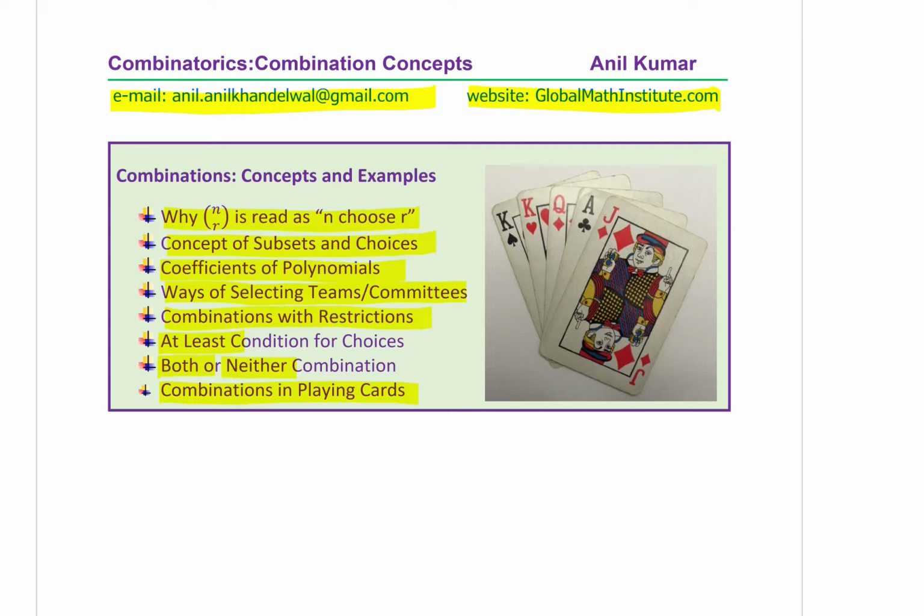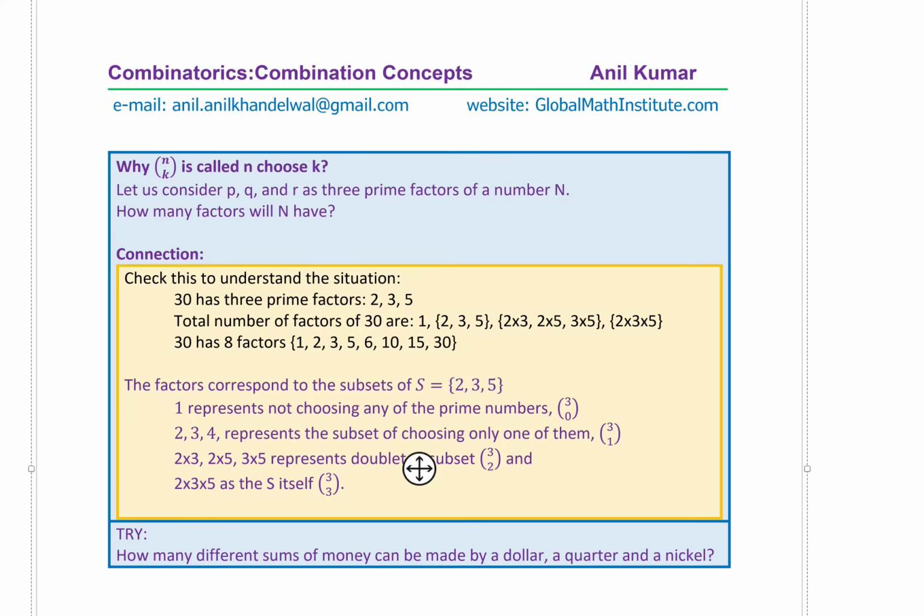Now let's begin with the concept of understanding why nCr is called n choose r. That's very critical. We had been saying it all along, n choose r, or n choose k as I've written here in this particular case. So let's try to understand this particular concept. What I've done here is taken a very familiar example, and then we'll actually elaborate on that.